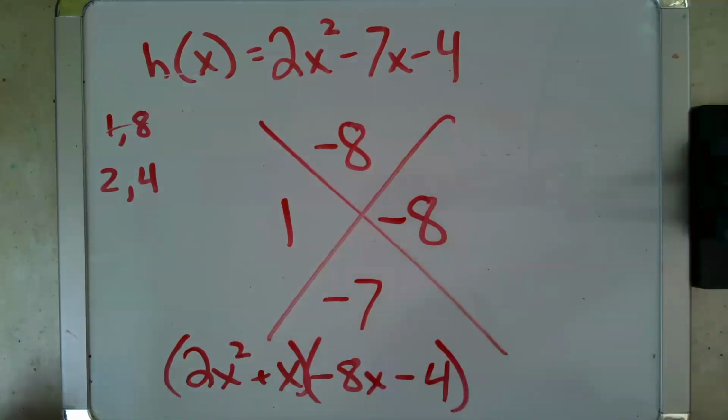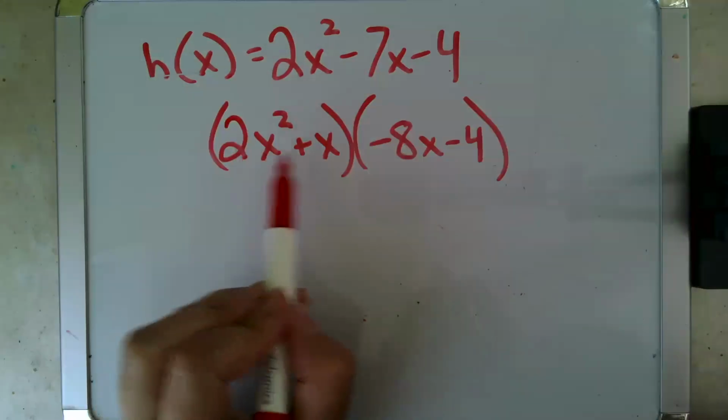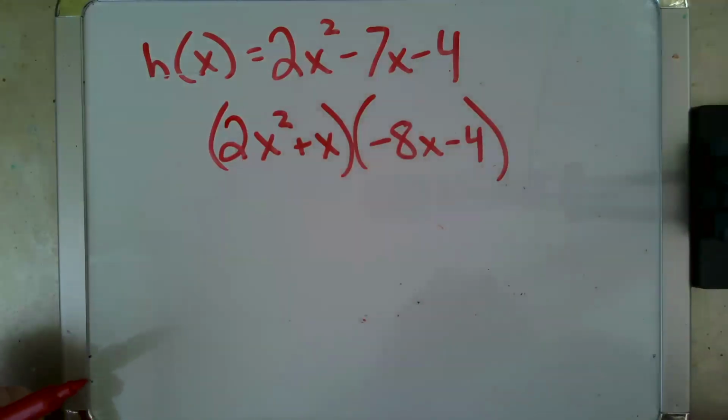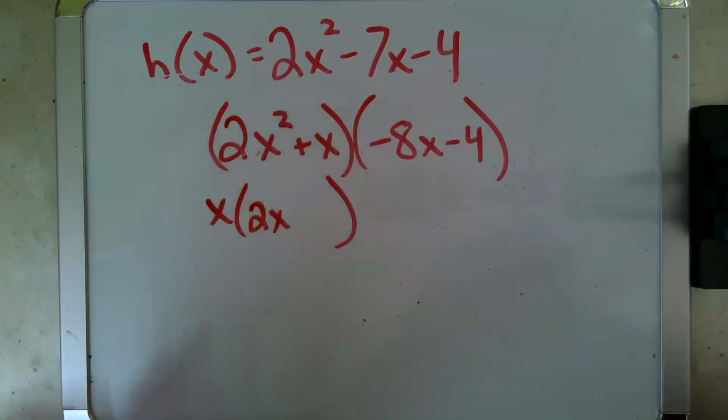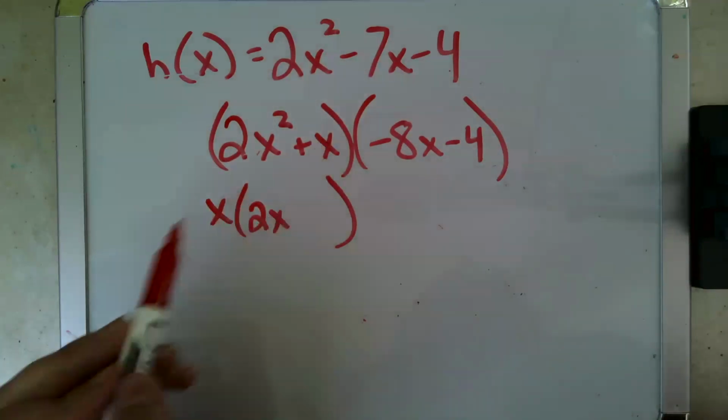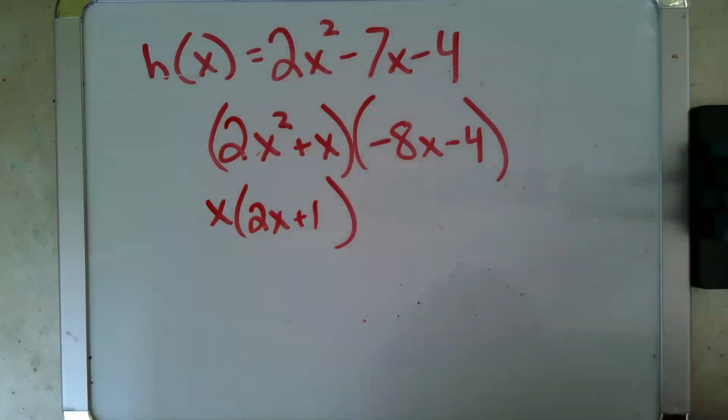If you're not familiar with grouping, check out this video. And you might want to check out my whole factoring playlist. But greatest common factor here is an x. I'm a little smooshed, so I'm going to rewrite this. Greatest common factor here is an x. So I divide that out of both terms. 2x squared divided by x leaves me 2x. X divided by x leaves me plus 1.